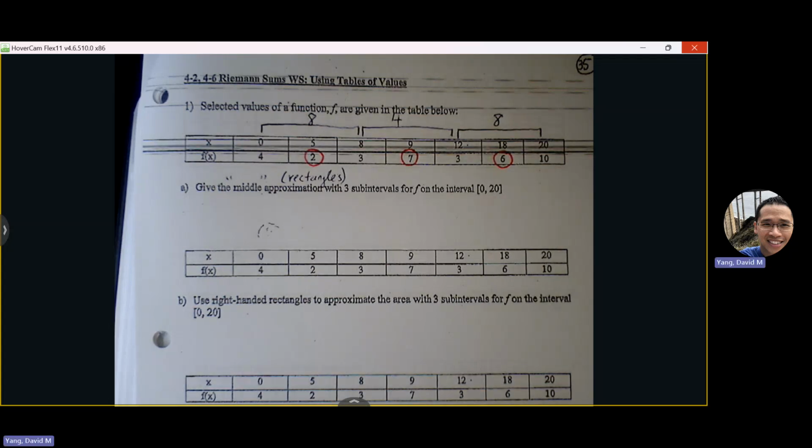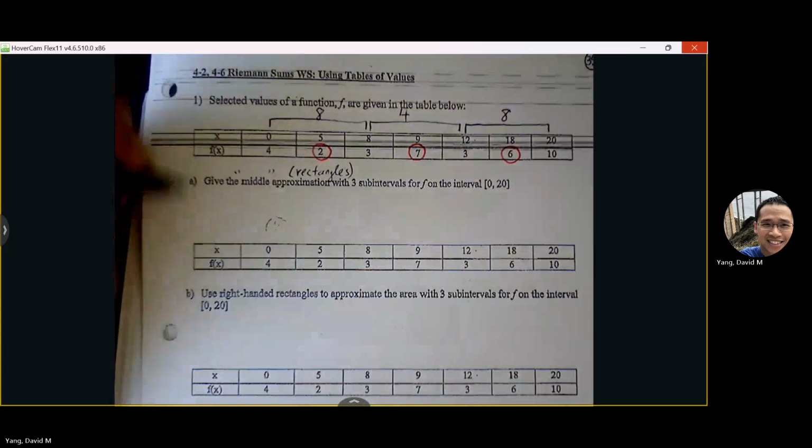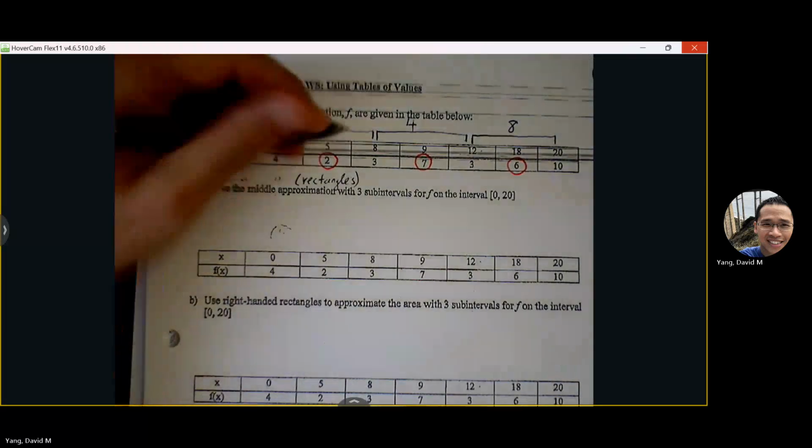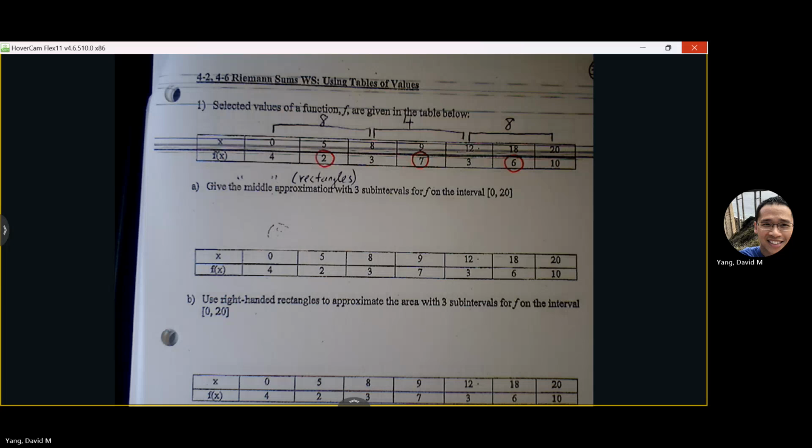Okay, so we're just going to add those together. Check my notations here.